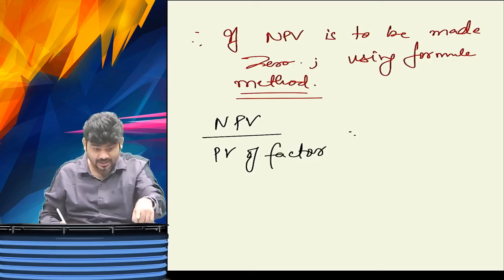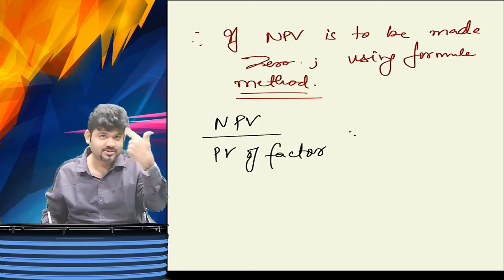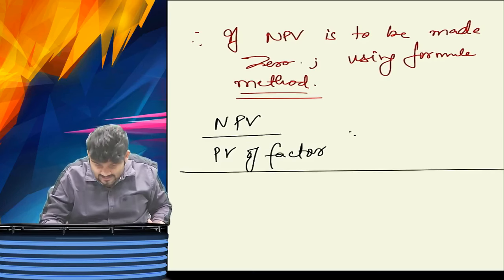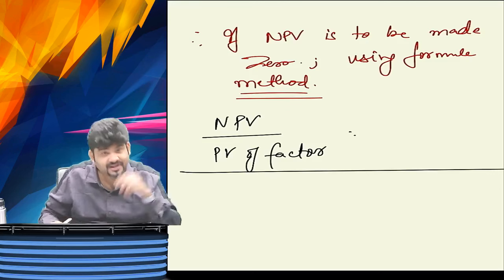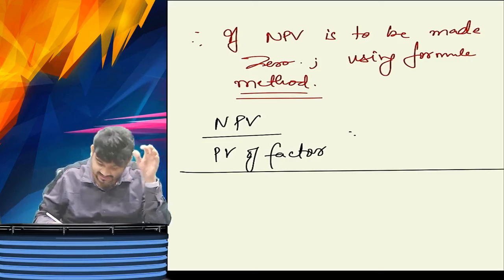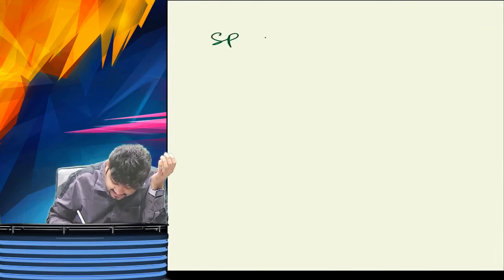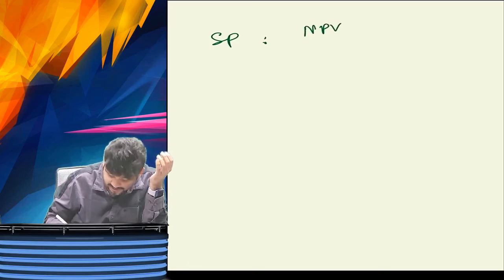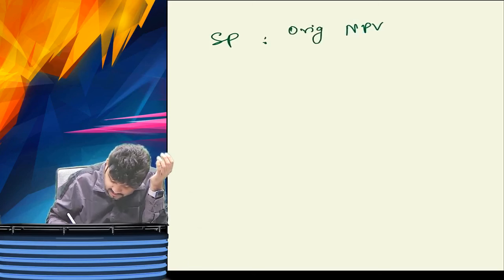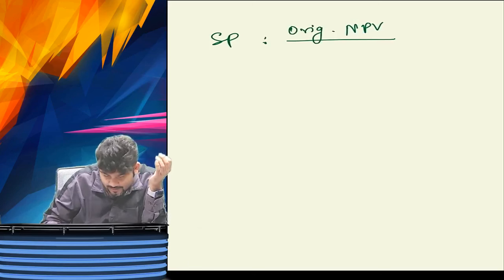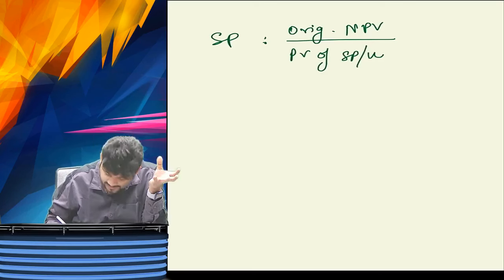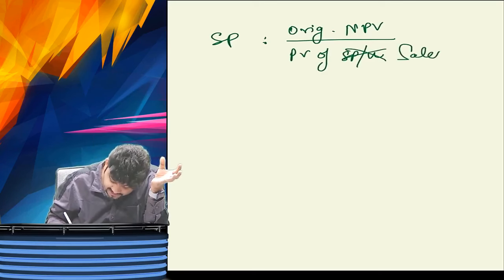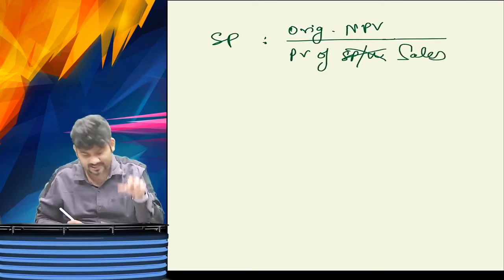So now you have to tell me, guys, what is going to be the impact. There could be different factors, and for these different factors we will have to do the calculation. So say, if the factor is selling price, the formula will be the original net present value upon present value of selling price per unit. But in case selling price is to be changed, we will still take it to be sales. Even for selling price, we will take it to be sales.